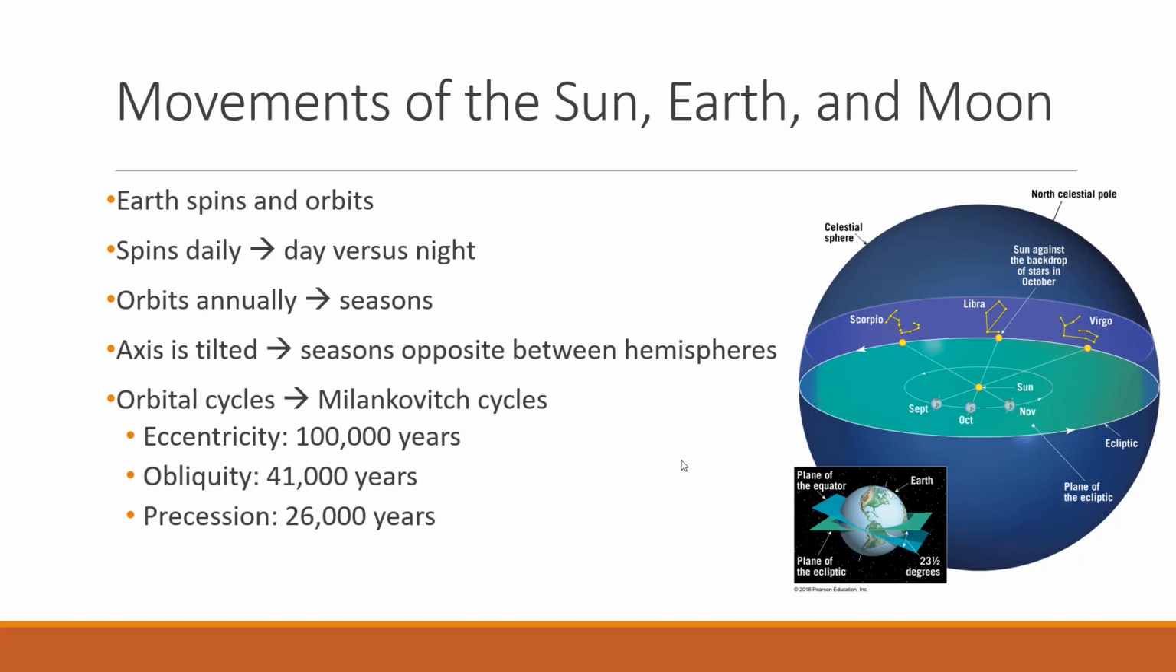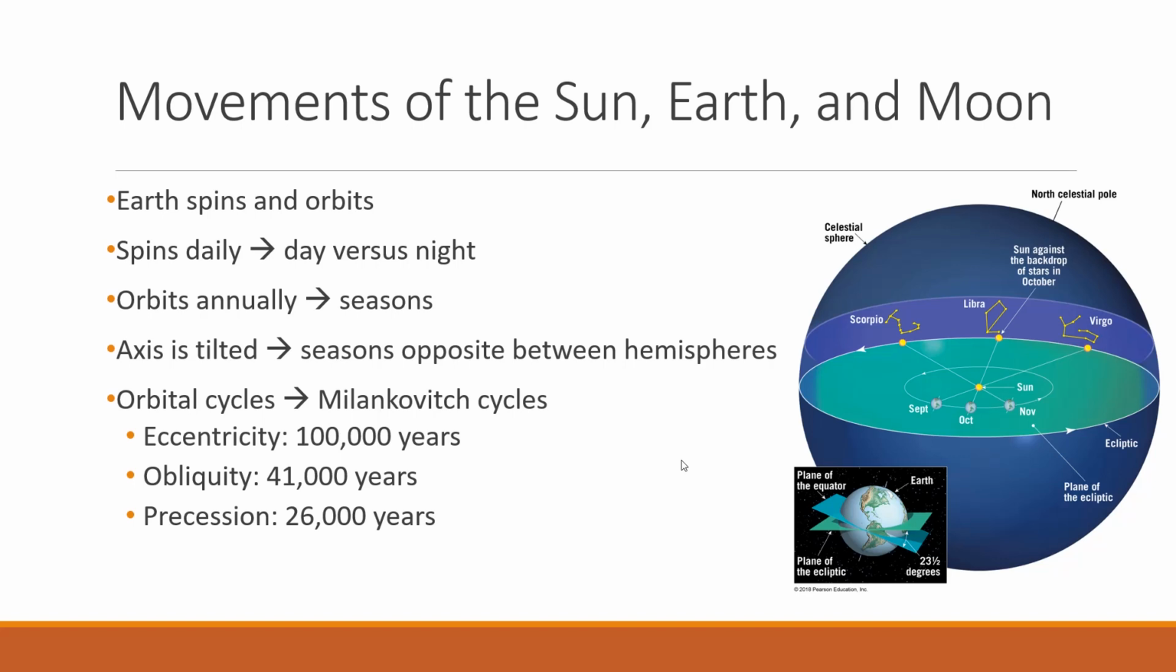We will talk more about this again later on in the term. Another aspect of our orbital cycles are called Milankovitch cycles. Milankovitch cycles are long period variations in Earth's orbit, and there are three of them, and they impact climate. Again, we will talk about this a little bit more later in the term.